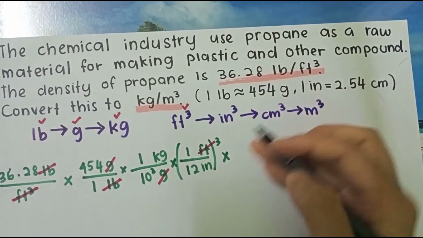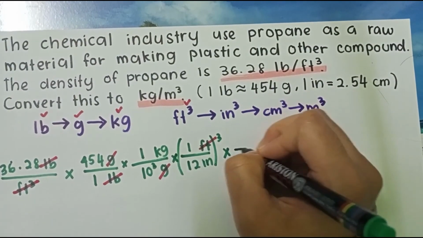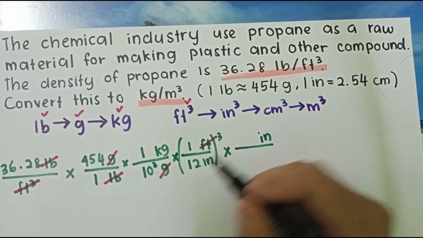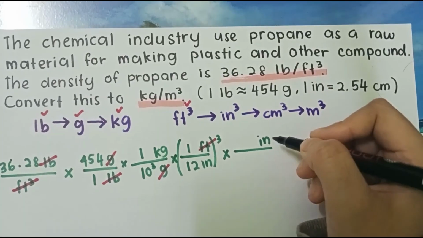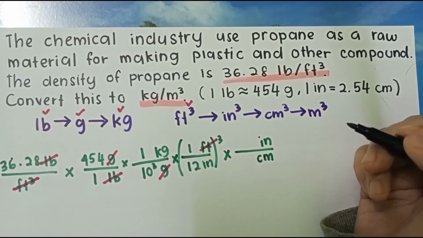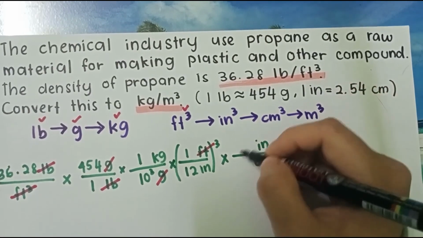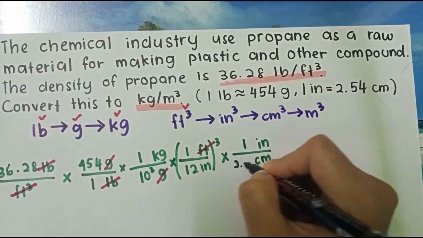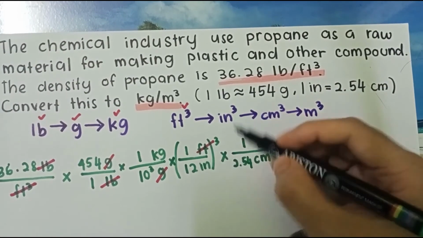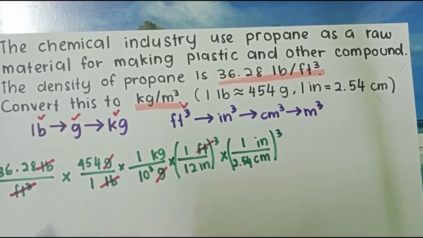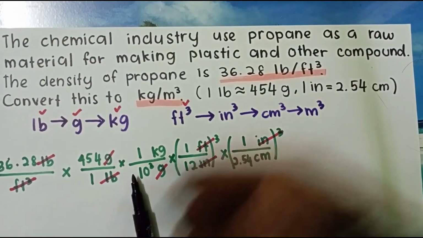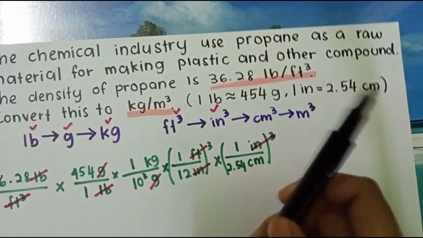Then we have to convert inch to centimeter. We have to put inch at the top because we want to cancel it, and then we put centimeter at the bottom. Okay. We know 1 inch equals 2.54 centimeter. And because it has a cube, it also has a cube. And then we can cancel it. Then we have done this.